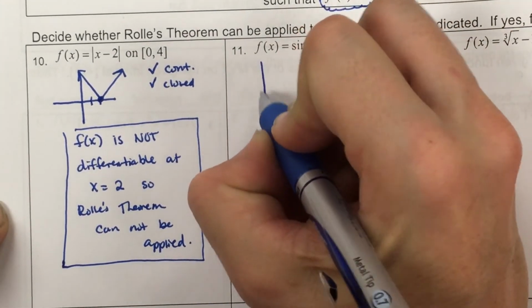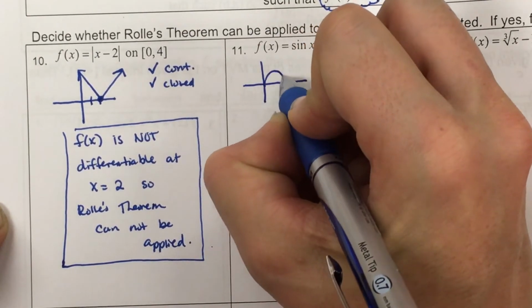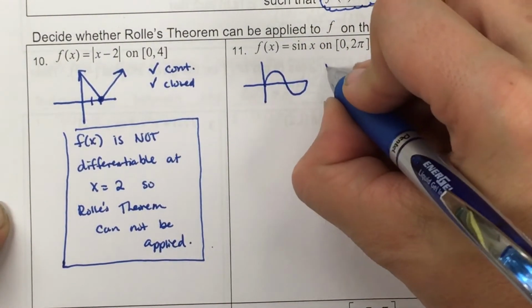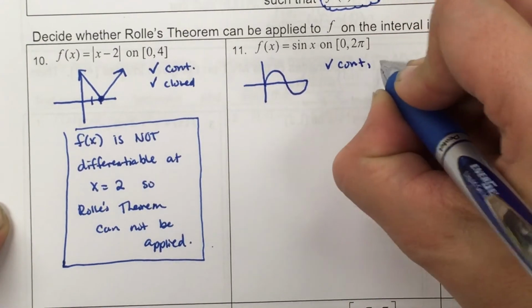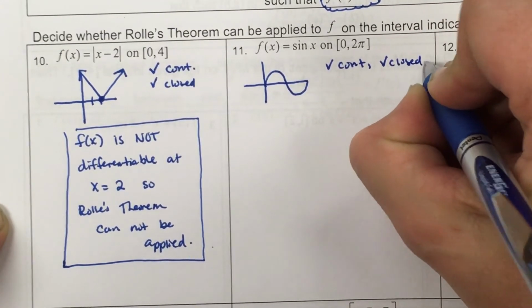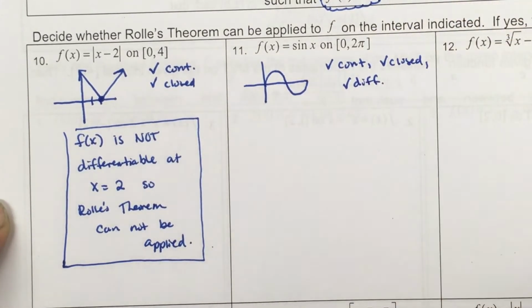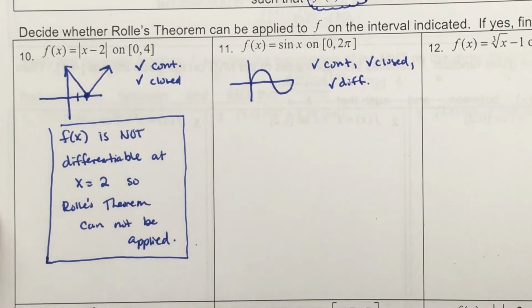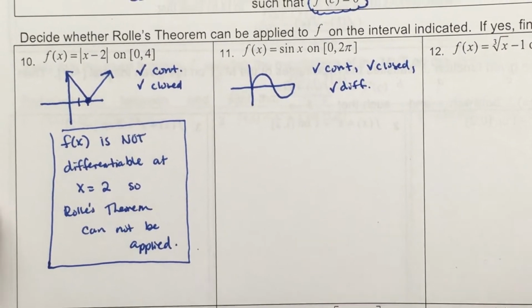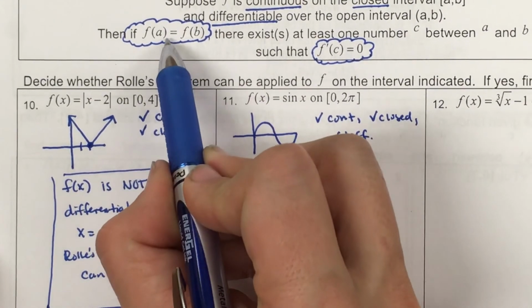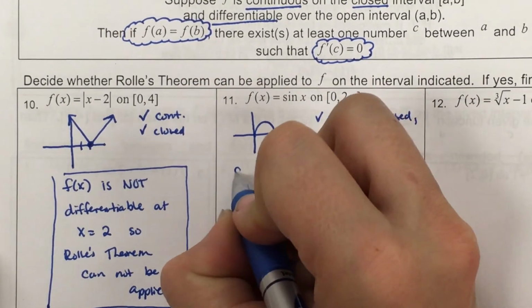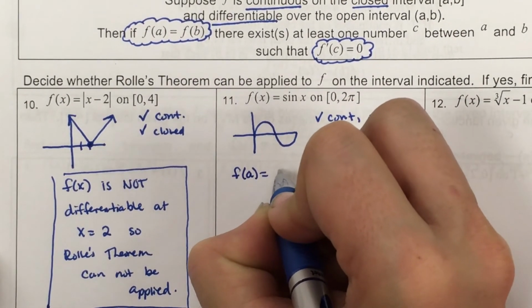All right, let's look at number 11. We got sine curve. We had that on our mean value side. Looks something like that. So that is a continuous function. We are on a closed interval, and it's a nice smooth curve, so it's differentiable. So our 3 conditions are met. So now we have another condition that has to be met to apply Rolle's theorem, and that's this right here. F of a must equal f of b. I'm going to write that here. F of a must equal f of b.